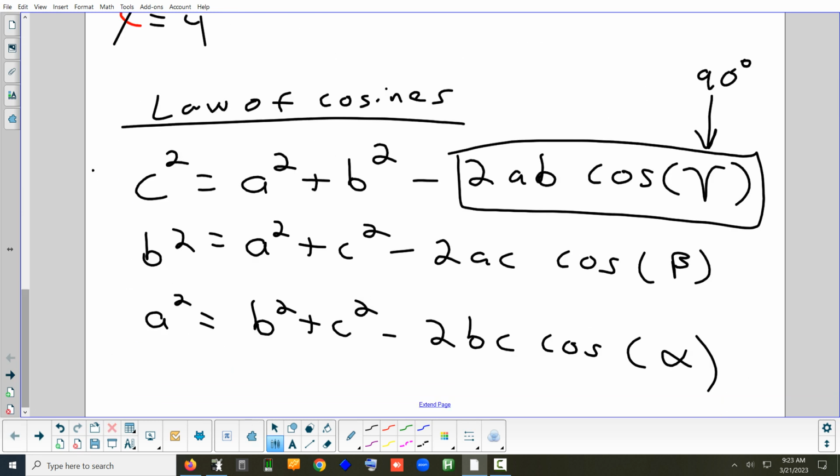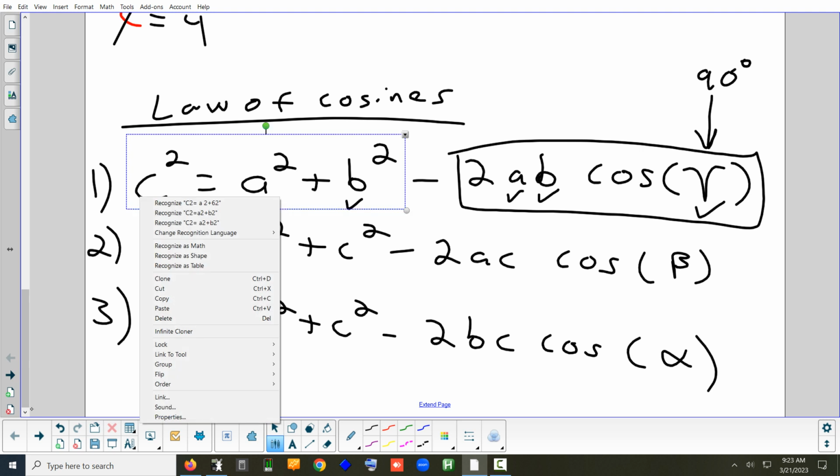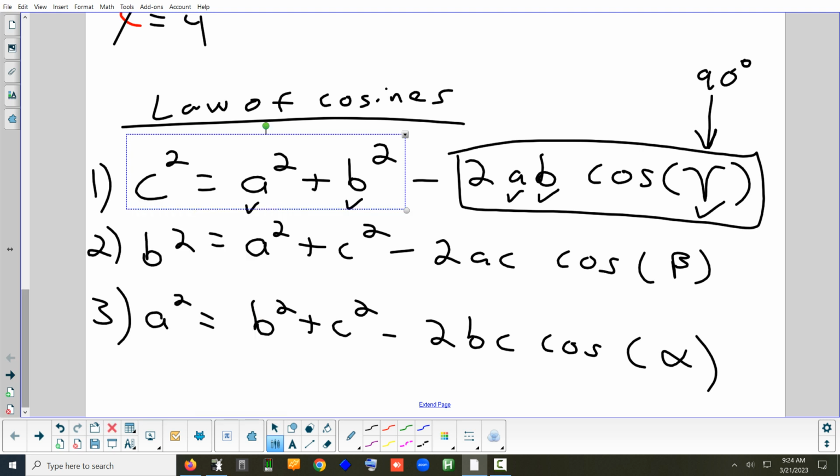So which version has an A, a B, and a gamma? There's only one. Yeah, the first one. Okay. We've got the A, we've got the B, and we've got the gamma. So we have everything that we need, and the C is what we're going to solve for. So we're going to fill in A and B into what's on the right.